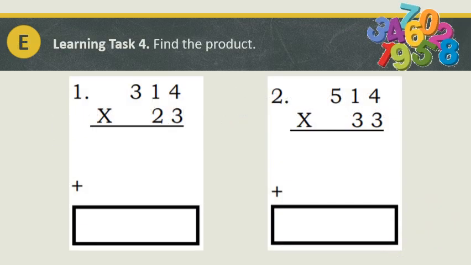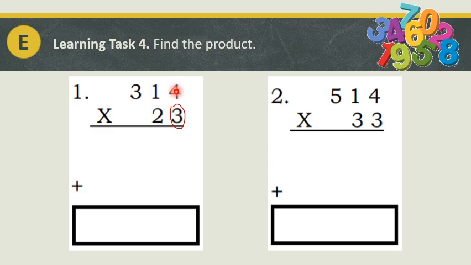Okay, for the learning task 4, ganun po ulit ang gagawin natin. I-multiply po natin yung ating mga numbers. So, number 1, 314 times 23. Ano nga po uli ang una natin gagawin? Dito tayo titingin sa multiplier natin. Dito tayo magsisimula sa ones place. Sa 3 muna tayo. Para madalian kayo, bilugan natin siya para alam natin doon siya natin i-multiply. I-multiply natin yung 314 sa 3 muna.